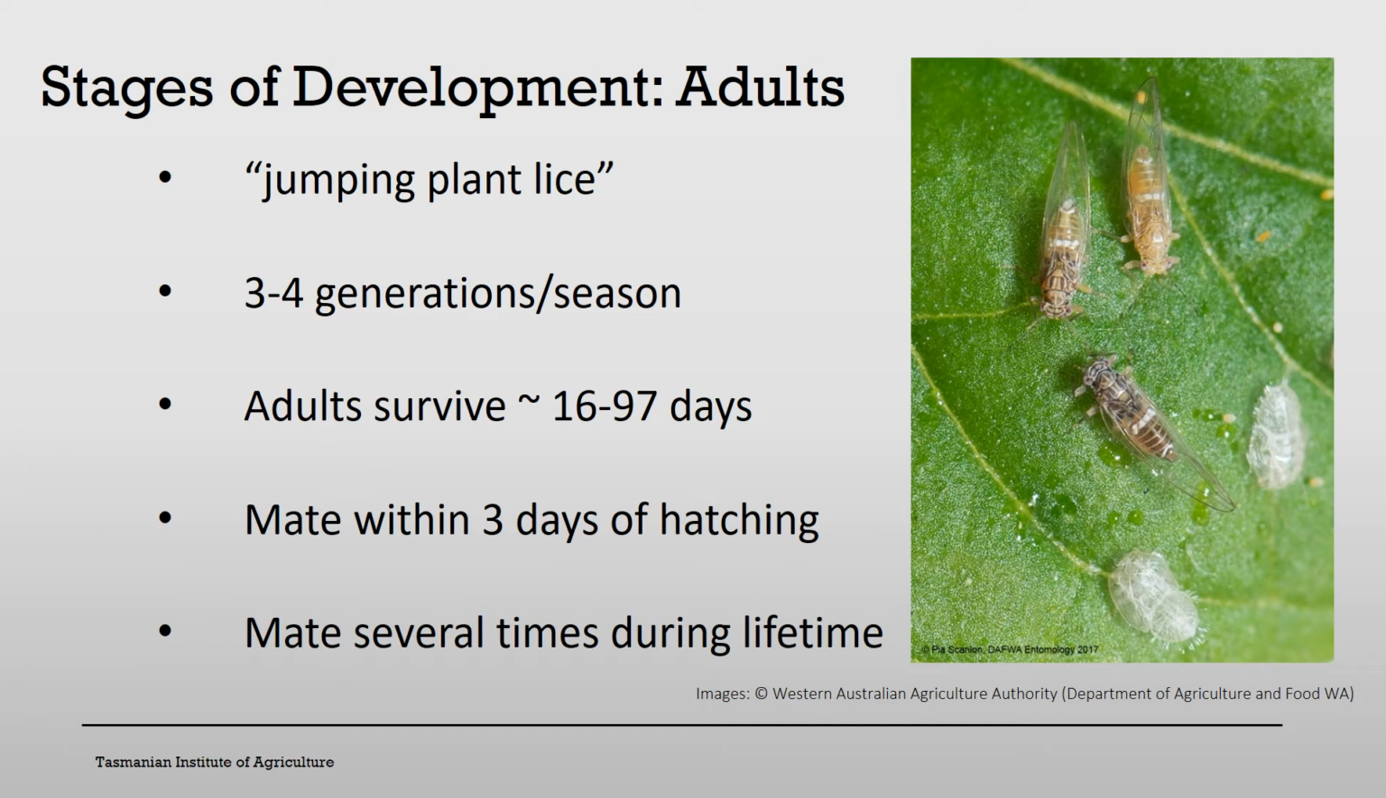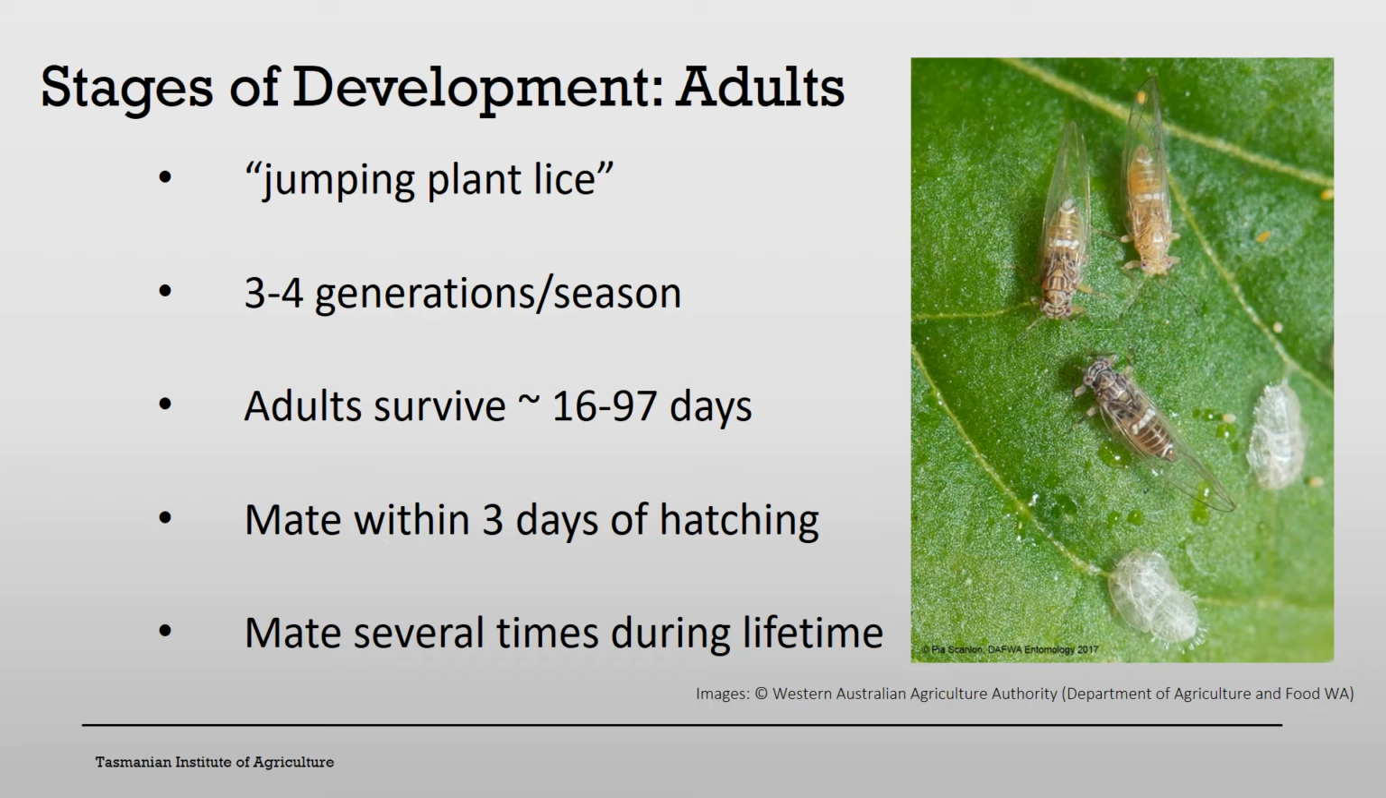The final stage are the adults. A common name for the adults is jumping plant lice, as they're renowned for making rapid jumping actions when disturbed. This is generally a straight up and down action from the plant. Adults generally survive between 16 and 97 days and can have between 3 and 4 generations a season. Again, this is temperature dependent and could be greater given the right conditions. Adult TPPs are also 2 millimeters in length.